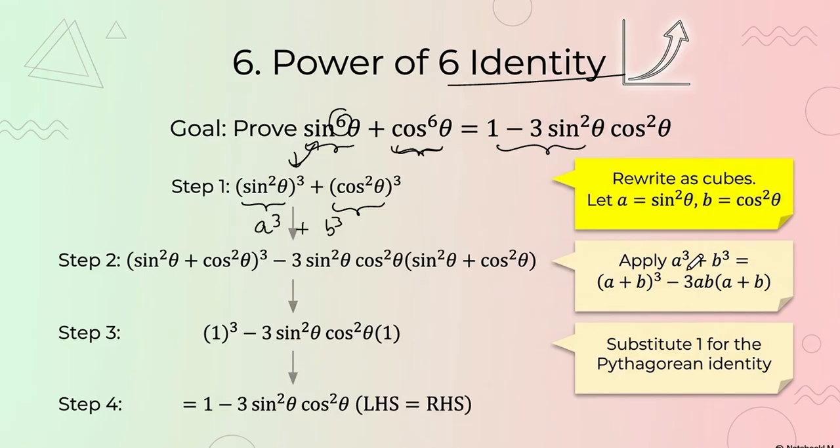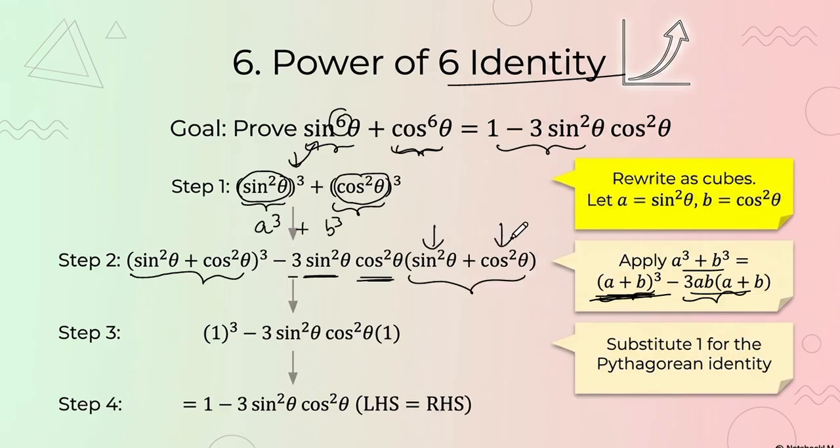So what is a cube plus b cube? (a + b) the whole cube minus 3ab into (a + b). Here a is sin square theta and b is cos square theta. If we apply this formula, the first term is (a + b) the whole cube, that means (sin square theta plus cos square theta) the whole cube. Then minus 3 times a into b, so a is sin square theta, b is cos square theta. Inside the bracket a plus b, so a is sin square theta plus b is cos square theta.